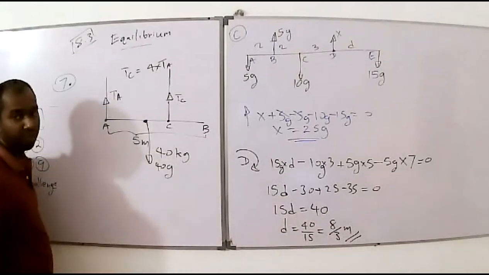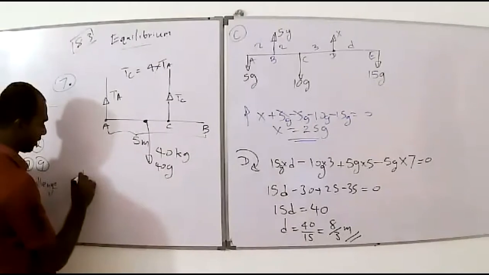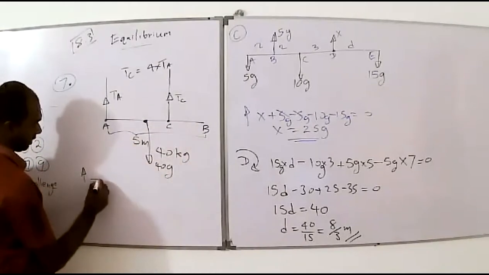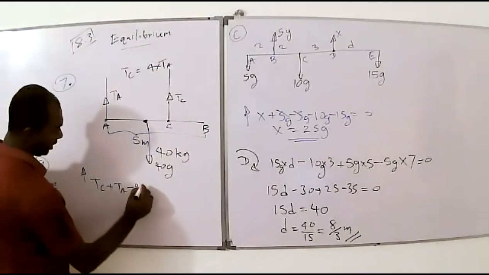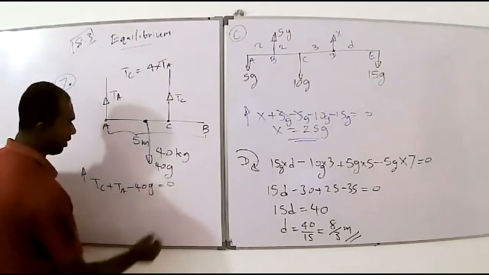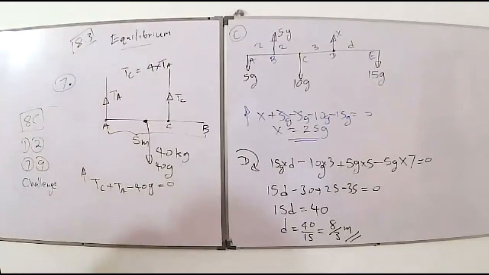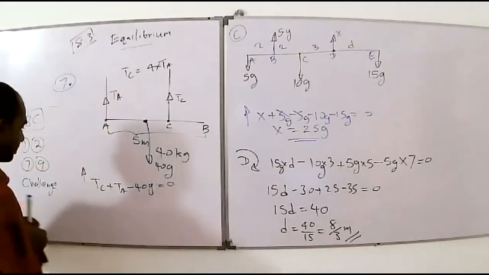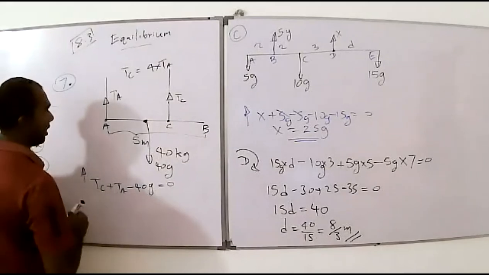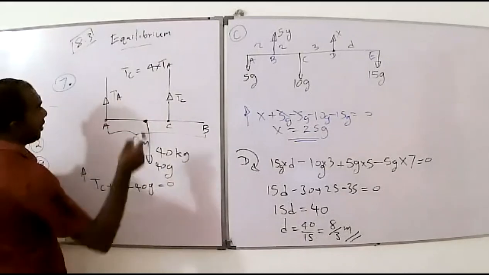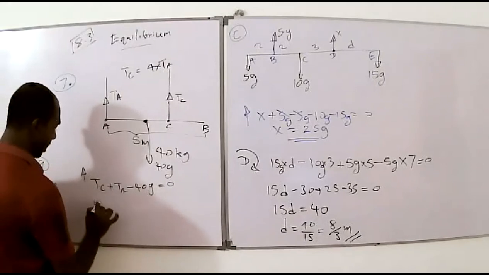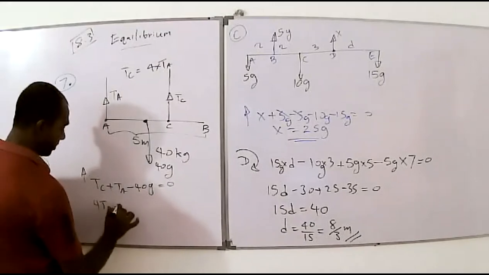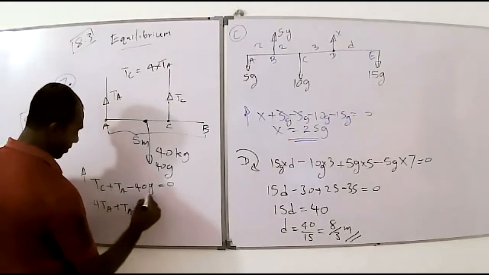If you resolve forces vertically up, you can easily find TC. TC plus TA minus 40G should be equal to 0. Why? They say the rod is in equilibrium, so there is no net force. So you can write TC in terms of TA. So 4 times TA plus TA is equal to how much?